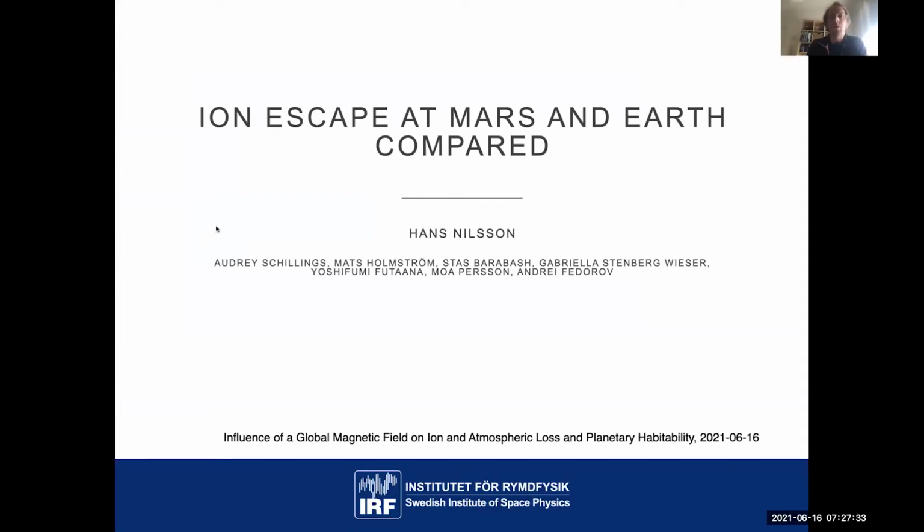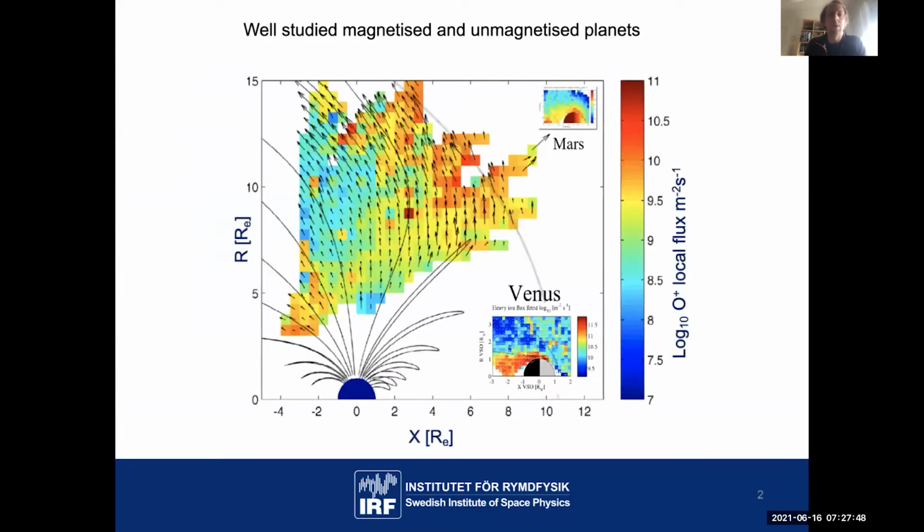Okay, so I will talk about ion escape at Mars and Earth, and mostly actually about Earth, and there it will be a kind of empirical continuation of the previous talk, so I'm very happy to see that talk. First, we can start out with comparing then the magnetized planet of Earth with Mars and Venus on the same scale, and here we see how much smaller the environments are, the induced magnetospheres of Mars and Venus.